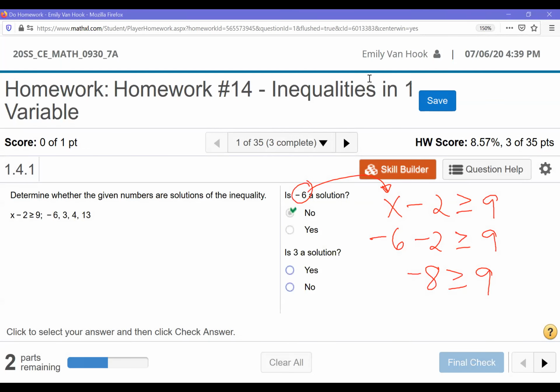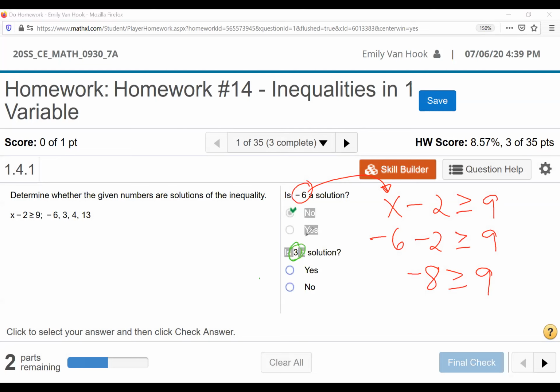Okay, now it's moving on to the next one. Is 3 a solution? Okay, same thing. So go ahead and plug in 3 for x this time. Okay, is 3 a solution? So this time I'll replace x with 3. 3 minus 2 is greater than or equal to 9. 3 minus 2 is 1. 1 is greater than or equal to 9. No, still not true. So no, I get to choose no for that one as well.